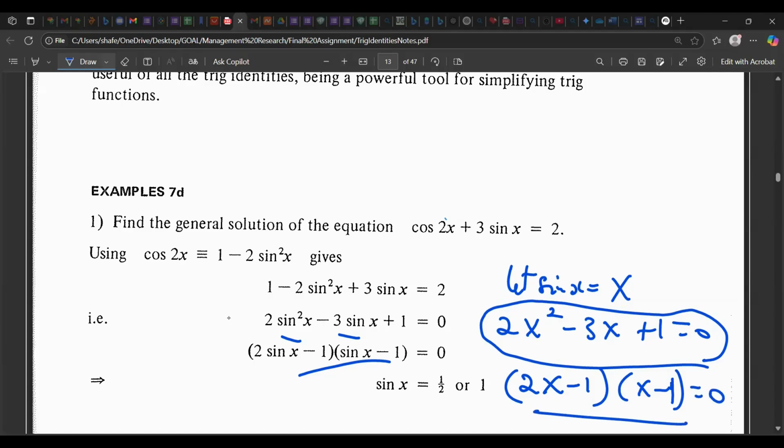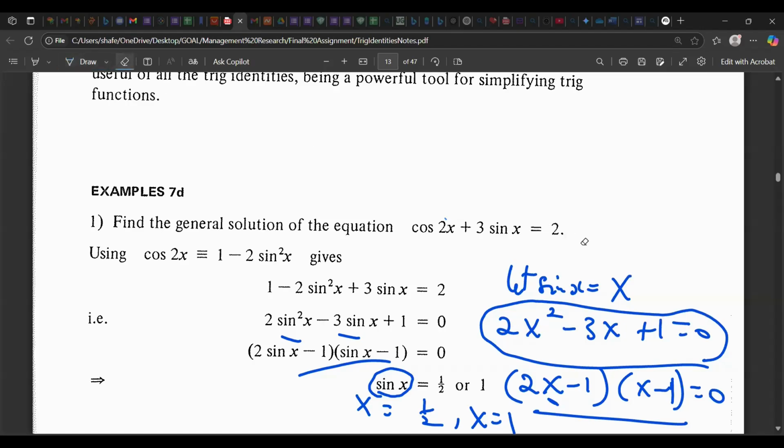And then you can put back. You can even solve for X. You can put X equal to a half or X equal to 1, and then put back, where you see X, you put sine x. You will do that if you're having trouble working with sine x itself in the equation. You can convert it to this and proceed. It's up to you.